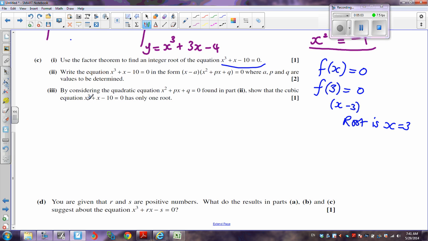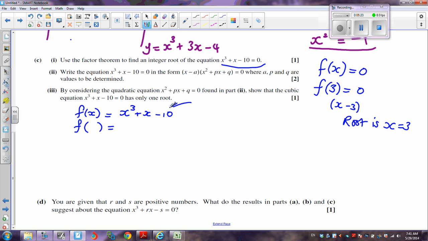Okay, so let's have a look at this equation here. x cubed plus x minus 10 is equal to 0. And there, f of x is equal to the left-hand side, which is x cubed plus x minus 10. Now, what I'm looking for here is a number that I can put in here instead of x, where I will end up on the right-hand side with 0.